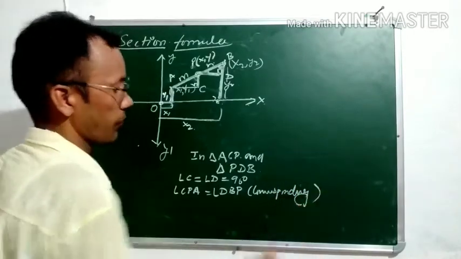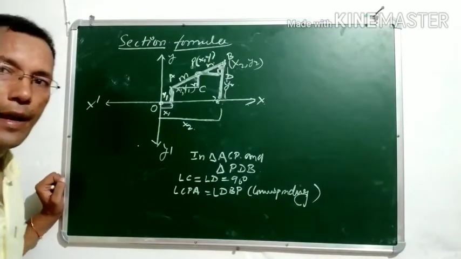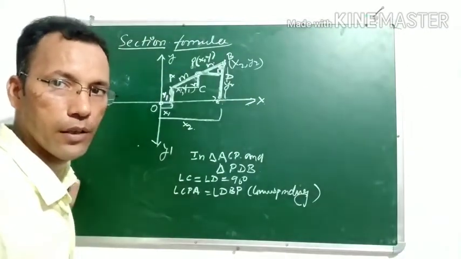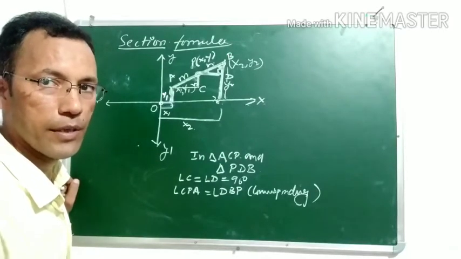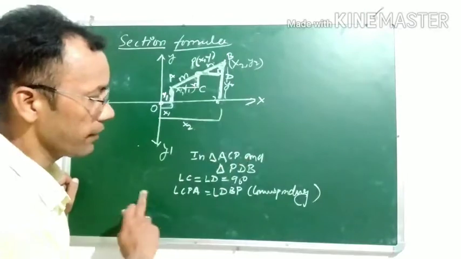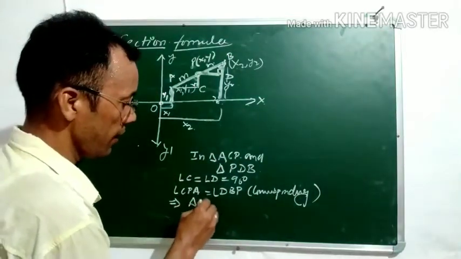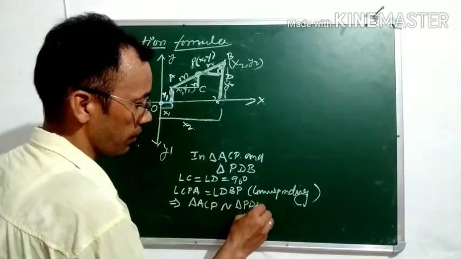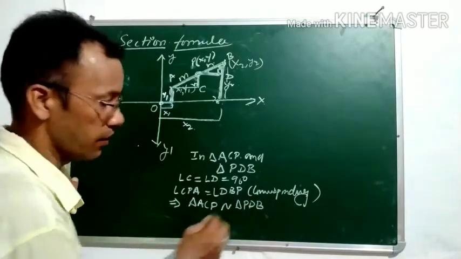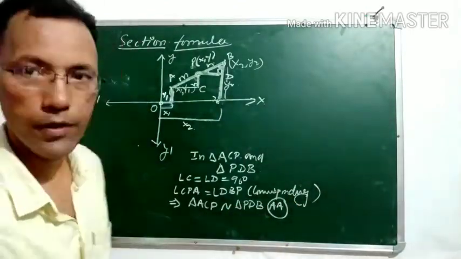Angles on the same side. So that means if these two angles are the same in these two triangles, these triangles are similar. This implies that triangle ACP is similar to triangle PDB by AA criteria.